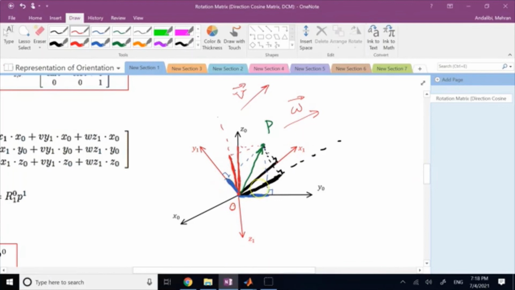Now I want to know how to describe it in frame 0. If I want to go from one frame to another based on their orientation only, then I can just do it with the rotation matrix, by multiplying, and I'll show you. But let me first talk a little bit more about this projection, and then we go into the math detail of it.